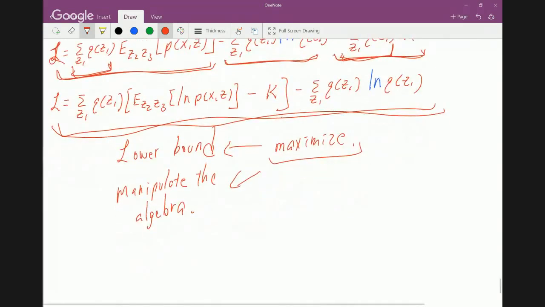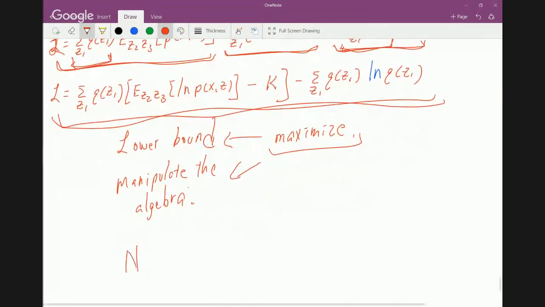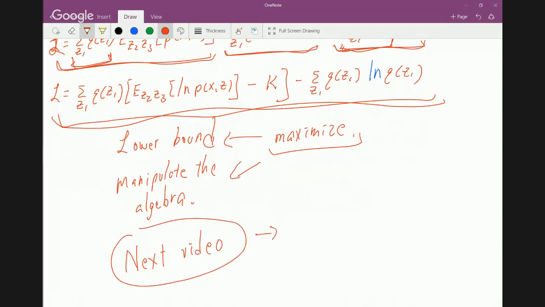I'm going to end today. In the next video, I am going to continue with making the lower bound simpler. As you will see later, we can essentially take this and simplify it further and further until eventually we can reach a certain conclusion. So, okay, this is it for today.